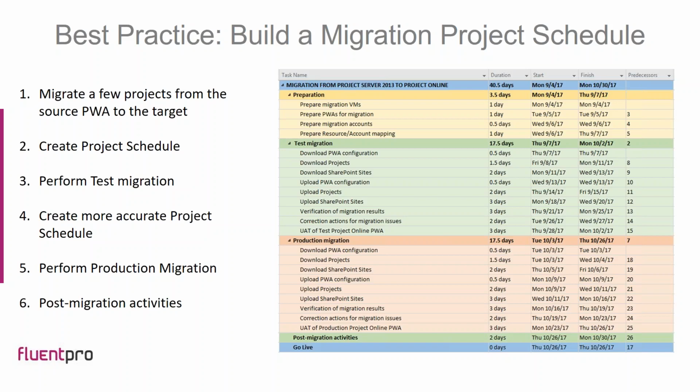After that, you can create a more detailed migration schedule for the test migration, and a basic project schedule would include the following activities. The preparation part: prepare the migration infrastructure, virtual machines, and prepare Project Online PWAs for migration, like provisioning PWAs, selecting the permission mode that will be used in the new environment, preparing migration accounts and account mapping.